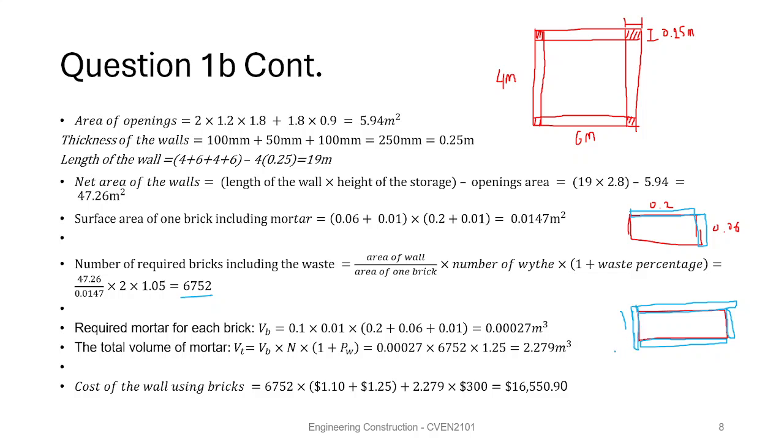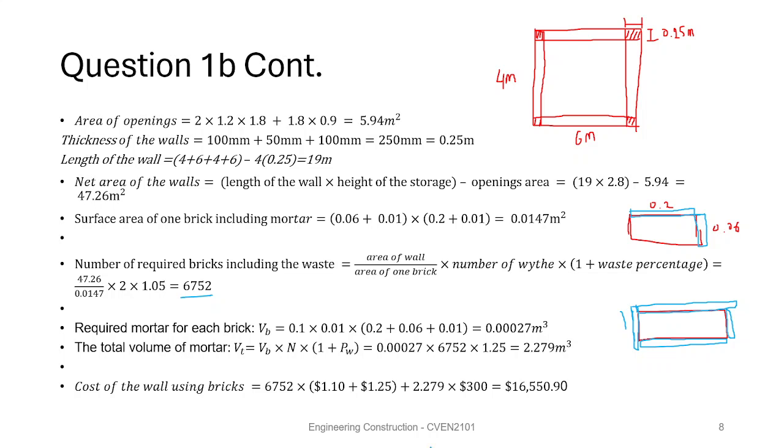So the total required mortar for each brick. If you look at it this way, it might seem a bit confusing. What are we trying to do over here? Because we don't have any units, we don't know what these formulas are, right? So let's try to break this equation down, okay? 0.1 times 0.01 multiplied by 0.2. What it's trying to say is, which side of the brick are we trying to put mortar on?